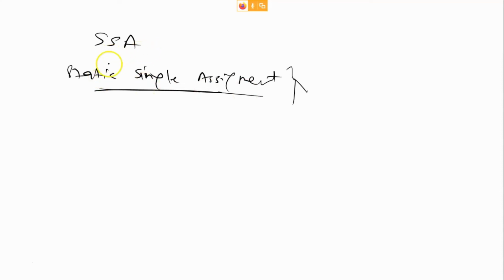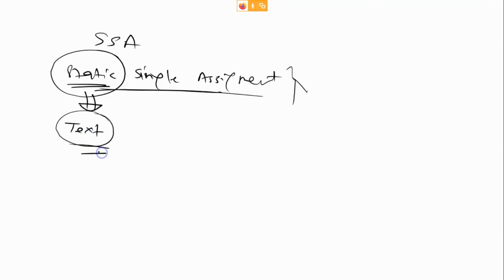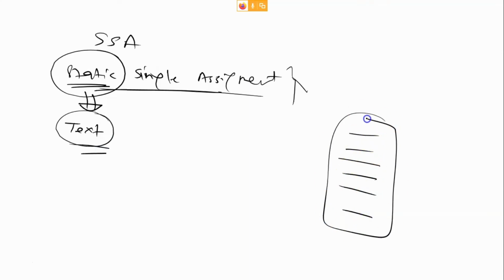So what is this static single assignment? Static, what is the meaning of static? The meaning of static is that it works on the program, on the text. Remember, it works on the text. Basically, you give me a program on paper. Do not run this program, just give me the text of the program. Now on this text of the program, this SSA will work. So this is the name static.